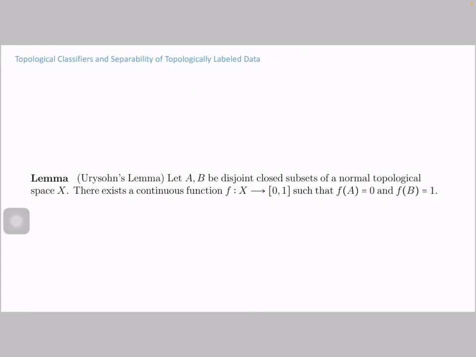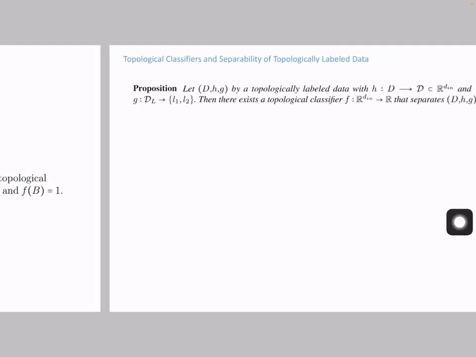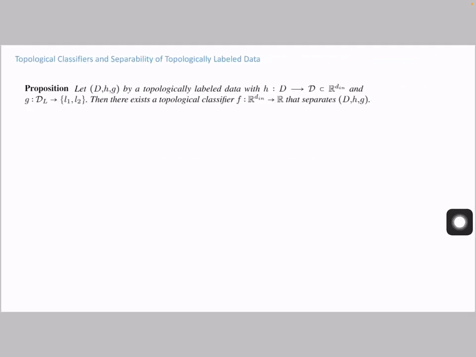So in order to show anything about this, we're going to recall some classical facts from topology. We're going to first recall the Urysohn lemma. Urysohn's lemma states that if you are given two disjoint closed subsets A and B of a normal topological space X, then we can always find a continuous function f from X to [0, 1] that sends the set A to 0 and sends the set B to 1. So just given this little fact, we can show that topologically labeled data are separable by continuous functions.